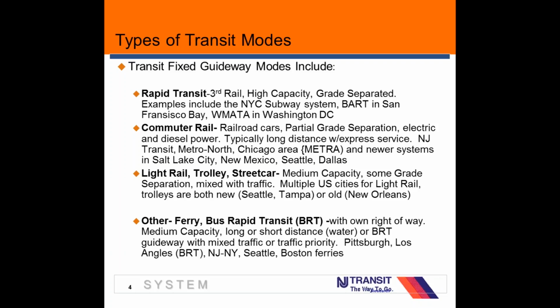And then there are other fixed guideway transit modes that are also used, like bus rapid transit, which is relatively new and has its own right-of-way for at least part of the trip. It's medium capacity. Ferries can also operate over a longer short distance over the water, and they have their own right-of-way. BRT has been implemented in places like Pittsburgh and Los Angeles, and ferry systems are in the New York, New Jersey, Seattle, and Boston areas. Those are all examples throughout the country.